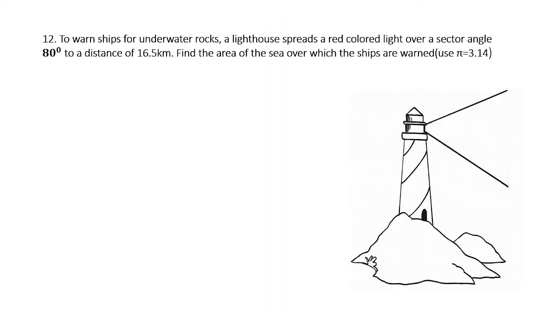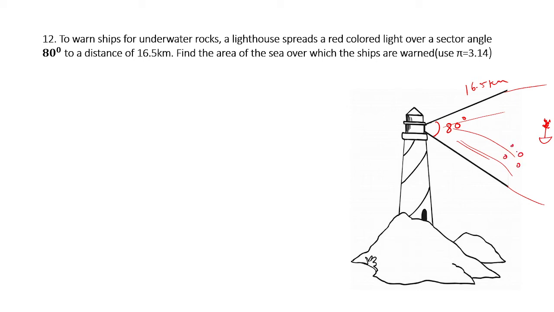That is this. See, to warn ships of underwater rocks, a lighthouse spreads a red color light. So this is the red color light at a sector angle of 80 degree, to a distance of 16.5. So this red light is going up to how long? It's going up to 16.5 kilometer. That means they are warning ships. So suppose this is a ship, they are warning ships of rocks here.